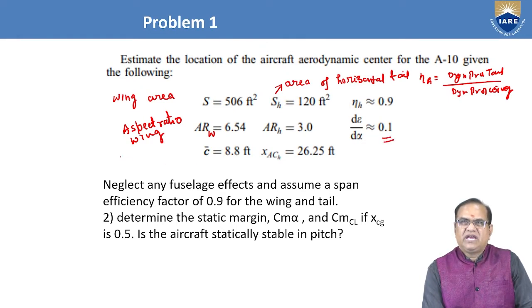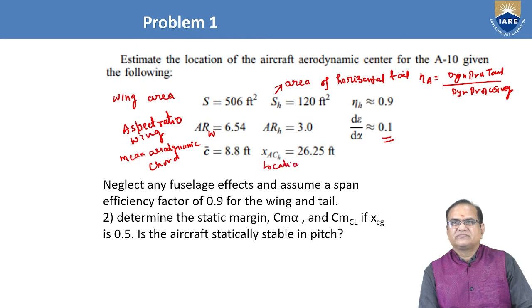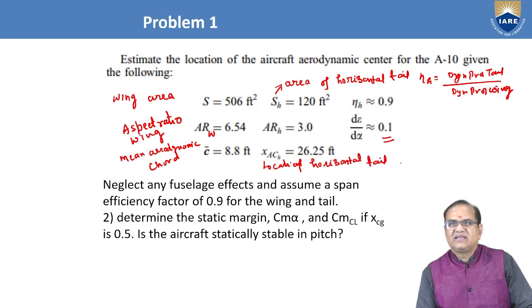The mean aerodynamic chord, C bar, is given as 8.8 feet, and the location of the aerodynamic center of the horizontal tail, this is the location of the horizontal tail from the CG. So if you see here, what is the meaning of this?